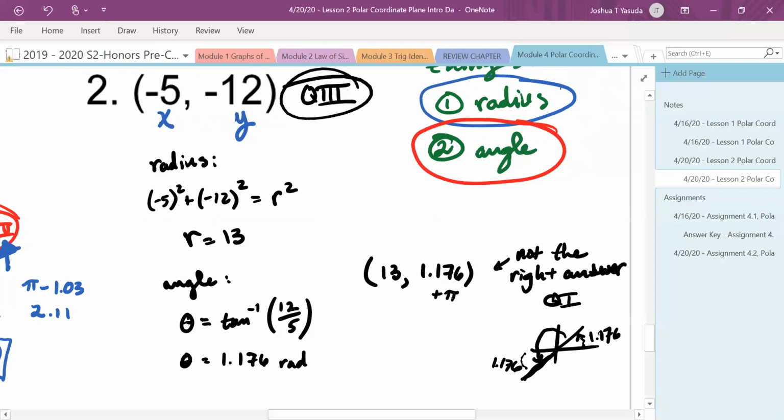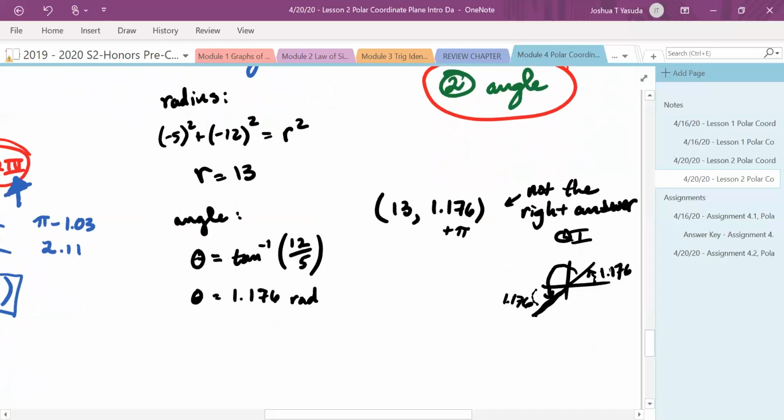1.176 plus pi is 4.318. So I've got one answer: 13, comma 4.318. That's the answer that I was talking about. But then it hit me, I really could have just done negative 13, comma 1.176. So if it doesn't say, I guess I could go with either one. But if it had said a positive radius, then that one. Or if it had said a negative radius, I'd go with the second one. Hopefully that all makes sense.